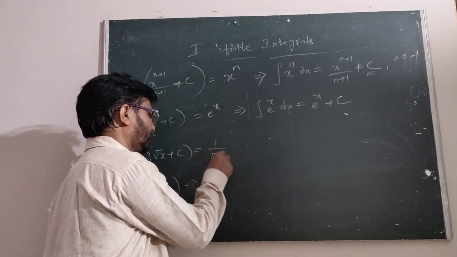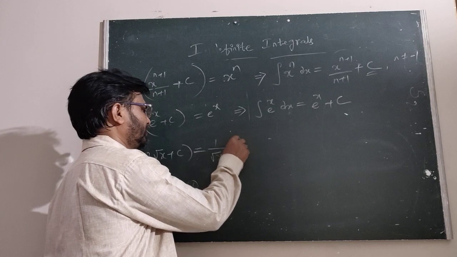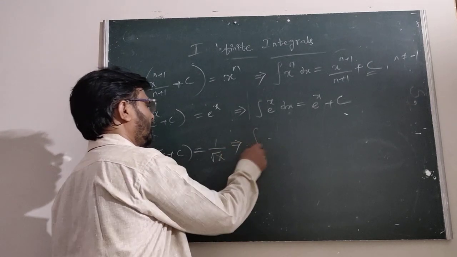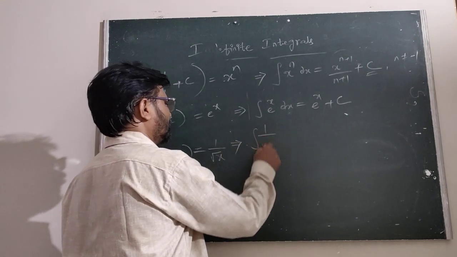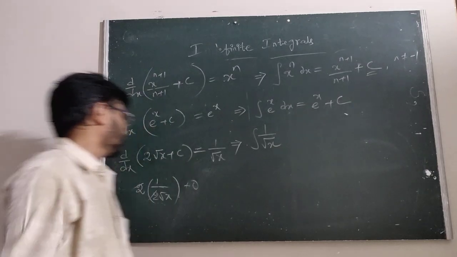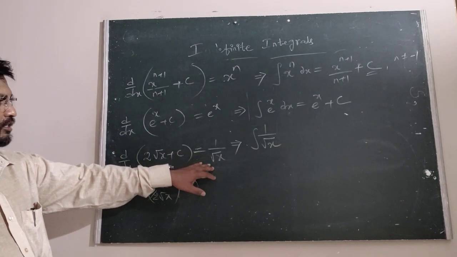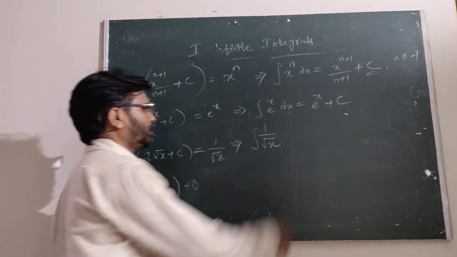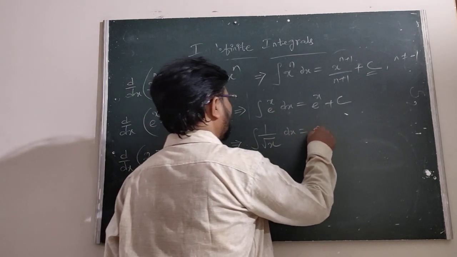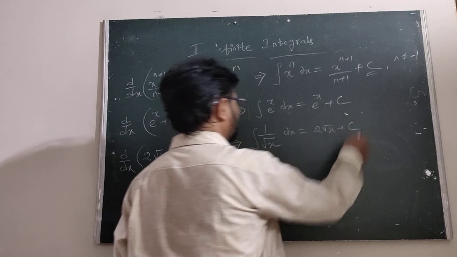Therefore, now it can be written as the integral of 1 by root x. The integral of 1 by root x is 2 root x plus c. Therefore, the integral of 1 by root x dx is 2 root of x plus c.